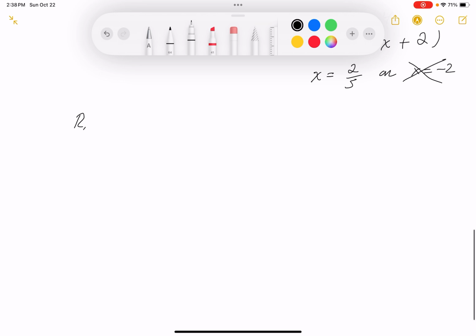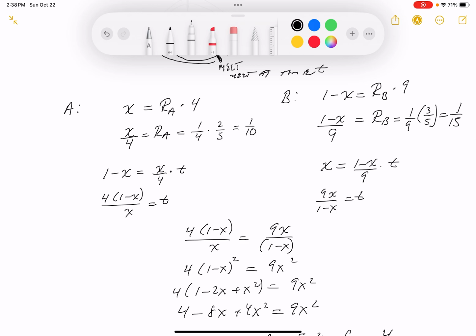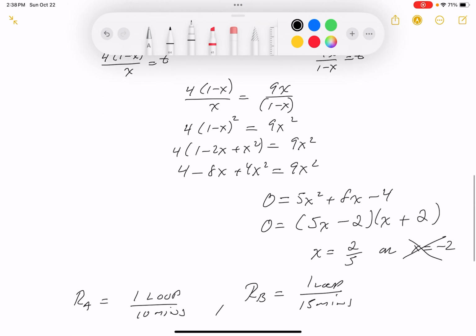Let's write this down. The rate of A, he does one loop every 10 minutes. And the rate of B, he does one loop every 15 minutes. Right, that's not their question, by the way, but it helps me, all right? Certainly, I know A is faster than B, all right? I know A is faster than B. So what was our question now?